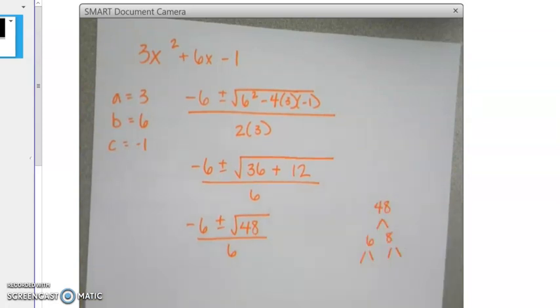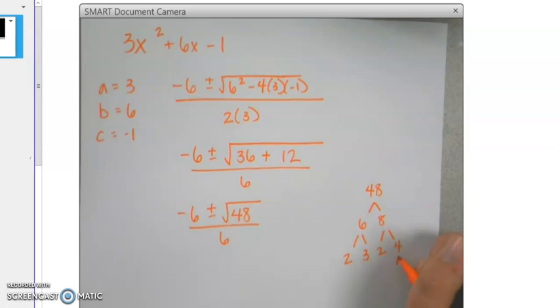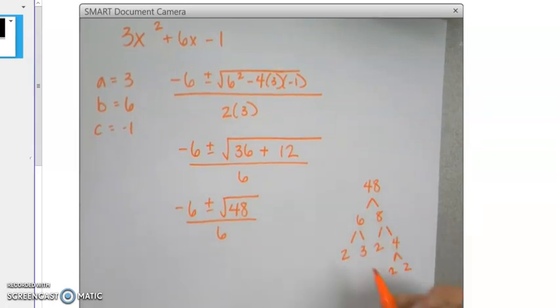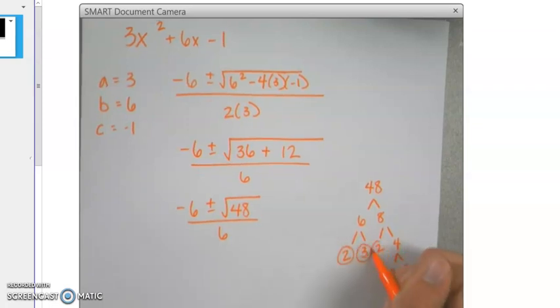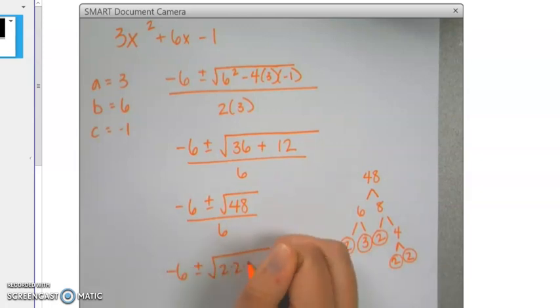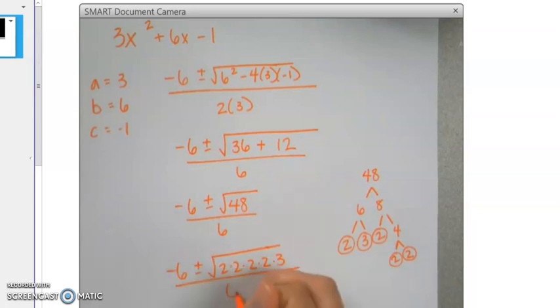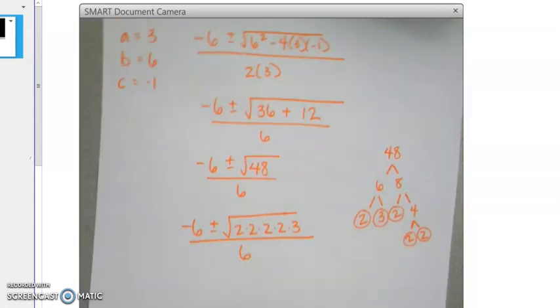I know that 48 is made by 6 and 8, and 6 is made from 2 and 3, 8 is made from 2 and 4, and 4 is made from 2 and 2. This is called getting the prime factorization. It just means we're breaking this down until we get nothing but prime numbers. So another way I could write this is negative 6 plus or minus the square root of 2, 2, 2, 2, and 3, over 6. This is the exact same thing.